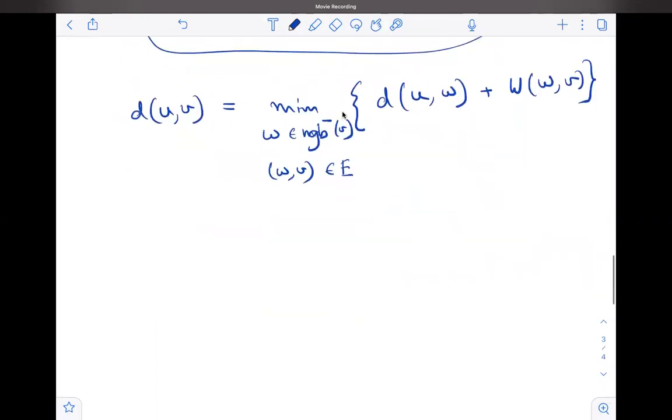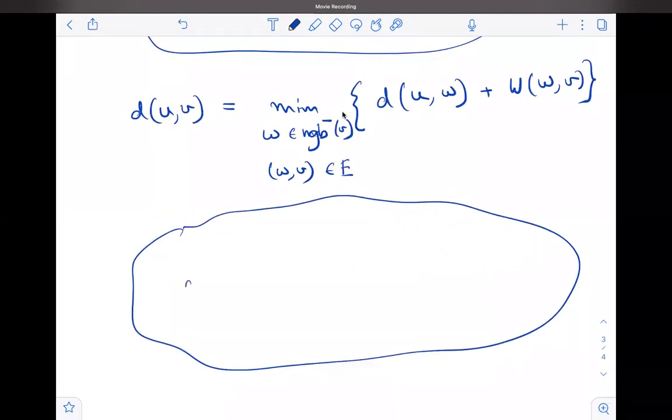So for example, somehow in this graph, okay, I want to find the shortest path between U and V, but forget V, we don't care about V.